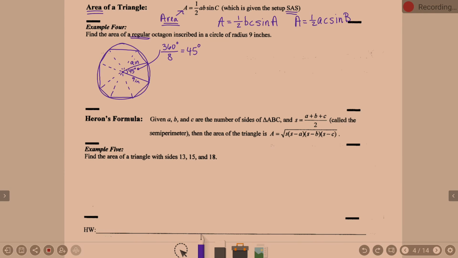Okay. How can I find this area? Plug it all in. So my formula is 1/2 times side times the sine of the angle between them. Do we have that information? Yeah. So I can do 1/2 times 9 times 9 times the sine of 45 degrees. And there's a catch. What else do we have to do?